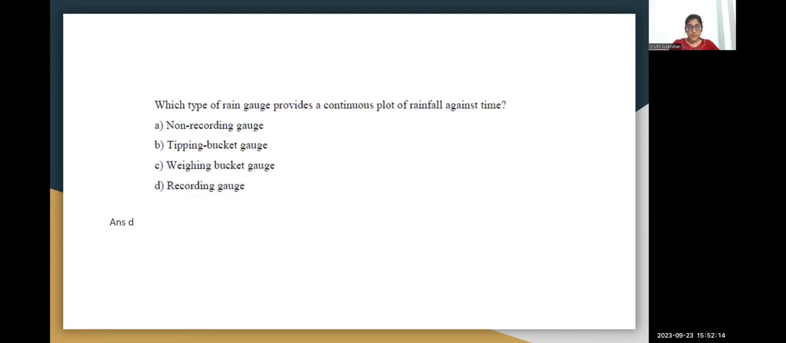Okay. Now some questions that require discussion in assignment 8. What type of rain gauge is providing a continuous plot of rainfall against time? Here, what I found a little bit confusing is the options B, C, and D, where tipping bucket and weighing bucket both are recording types. But again, since all the recording types of rain gauges provide a continuous plot of rainfall, we can say option B is the correct answer, which is the recording gauge. So all of them give a continuous plot. So hence option B would be the correct answer.